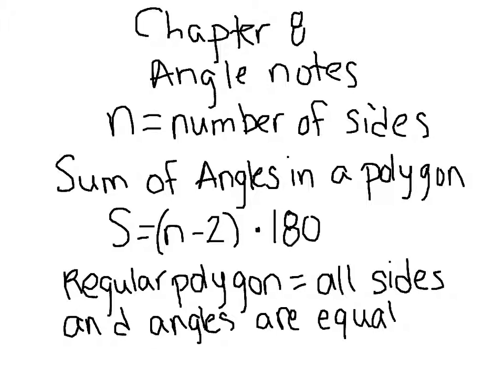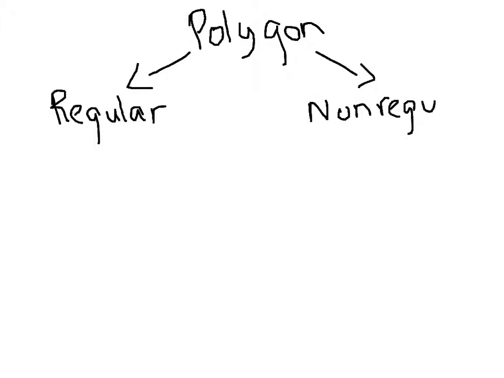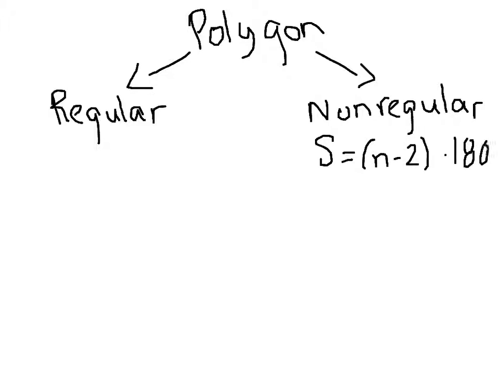Okay, so let's go to the next slide. Here's what I'm going to do. I've got this flow chart, and I have the name Polygon. Then I'm going to go regular. Remember, that's all sides and angles are equal. And I'm going to also have a non-regular. And so we have the sum is n minus 2 times 180. And the same is true for regulars.